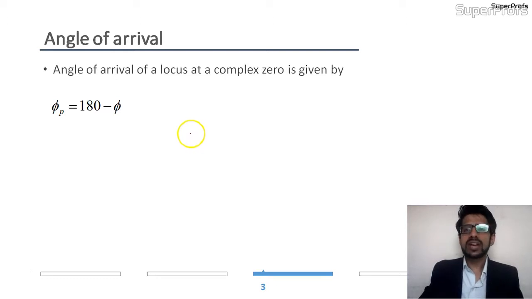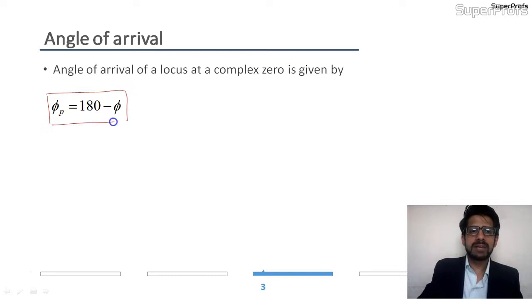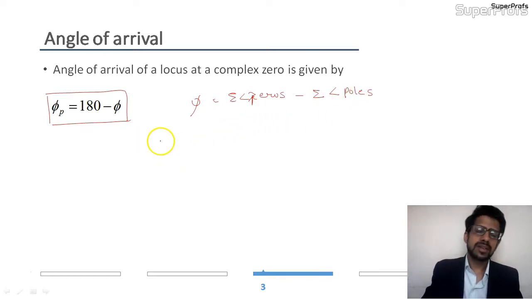How to calculate the angle of arrival? It is given by phi p is equal to 180 minus phi, and again for phi it is nothing but the summation of angles from zeros minus the summation of angles from poles. Again the calculation is the same as we saw in the angle of departure.